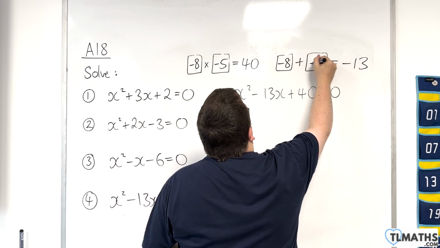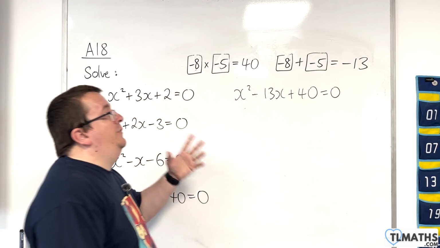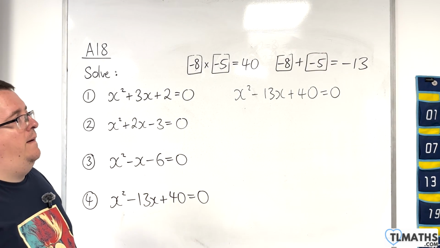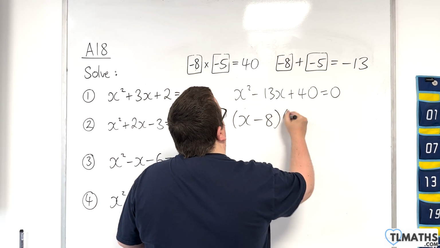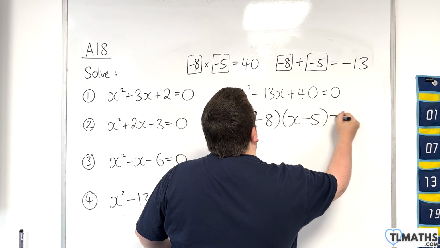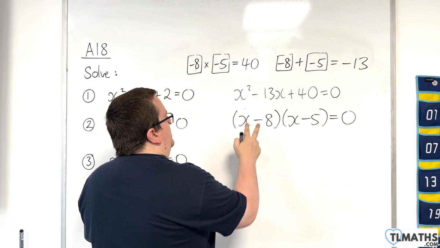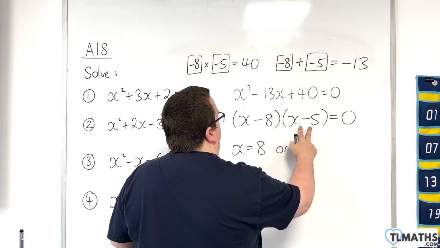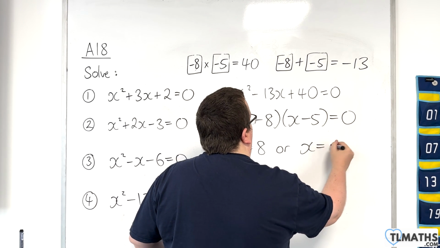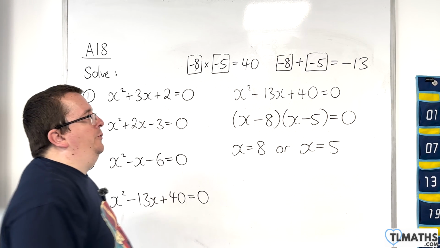Minus 8 plus negative 5 is minus 13. So that works. So we've got x take away 8, x take away 5 is equal to 0. So if this bracket is 0, x would be equal to 8. And if this bracket is 0, x is equal to 5. And there are two solutions.